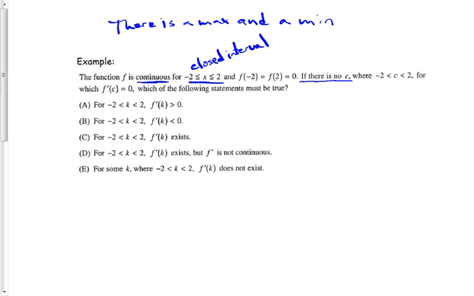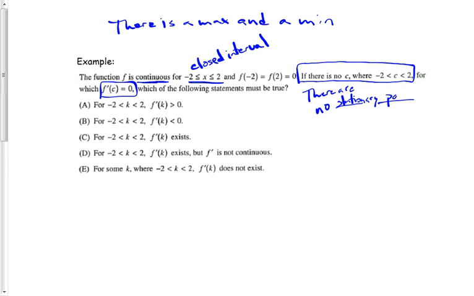there is no c on the interval such that the derivative is 0, which means there are no critical, critical is not the right word here. There are no stationary points. You're really close with critical, but that distinction is going to be really important. There are no stationary points, meaning there isn't one of these and there isn't one of these.